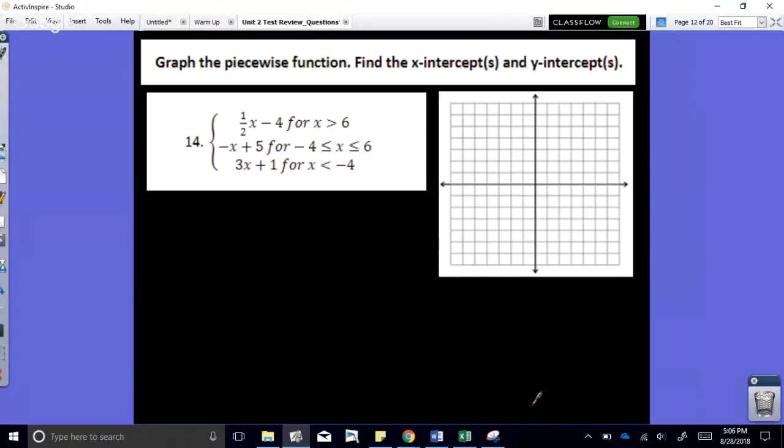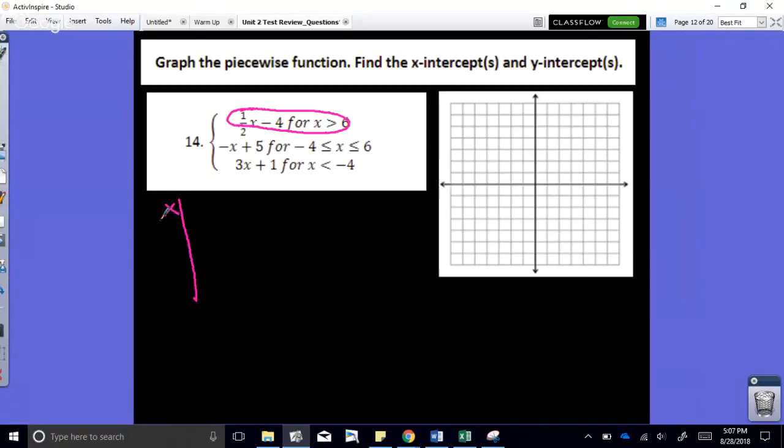Of the Unit 2 test review, talking about graphing piecewise functions. So the first thing that we will look at is the 1/2 x minus 4. So this is just the line y equals 1/2 x minus 4, but we're only looking for x values greater than 6. So you can either make a t-chart or you can use slopes.